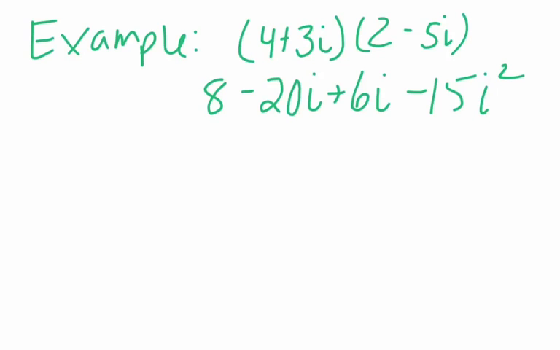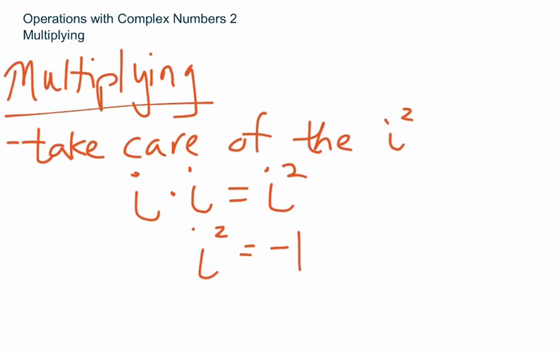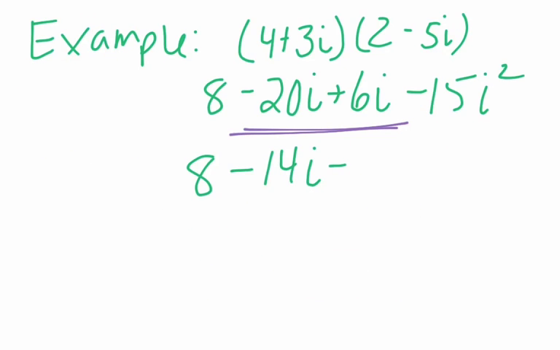Now, just like with other types of FOILing problems, the middle terms here most of the time can be combined. And so I'm going to have 8, and then we'll have negative 20 plus 6, which is negative 14i. Now, remember our caution. When you're multiplying, take care of the i squared. You can't leave it as an i squared. It's what makes these different from, say, doing a problem with an x. i squared is equal to negative 1.